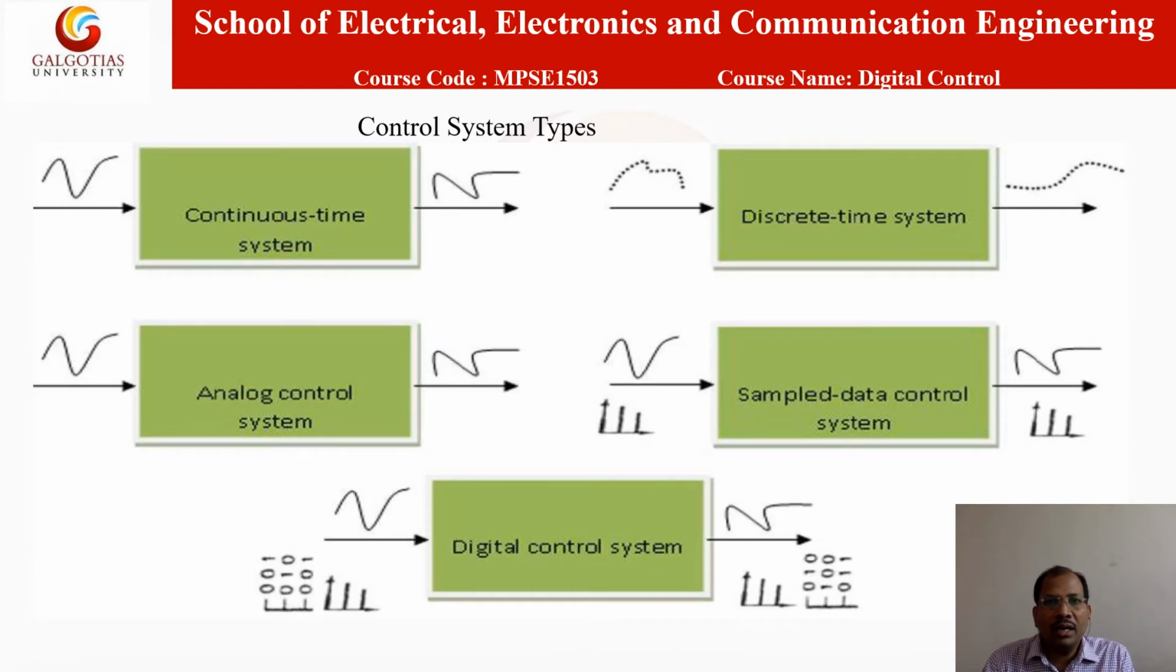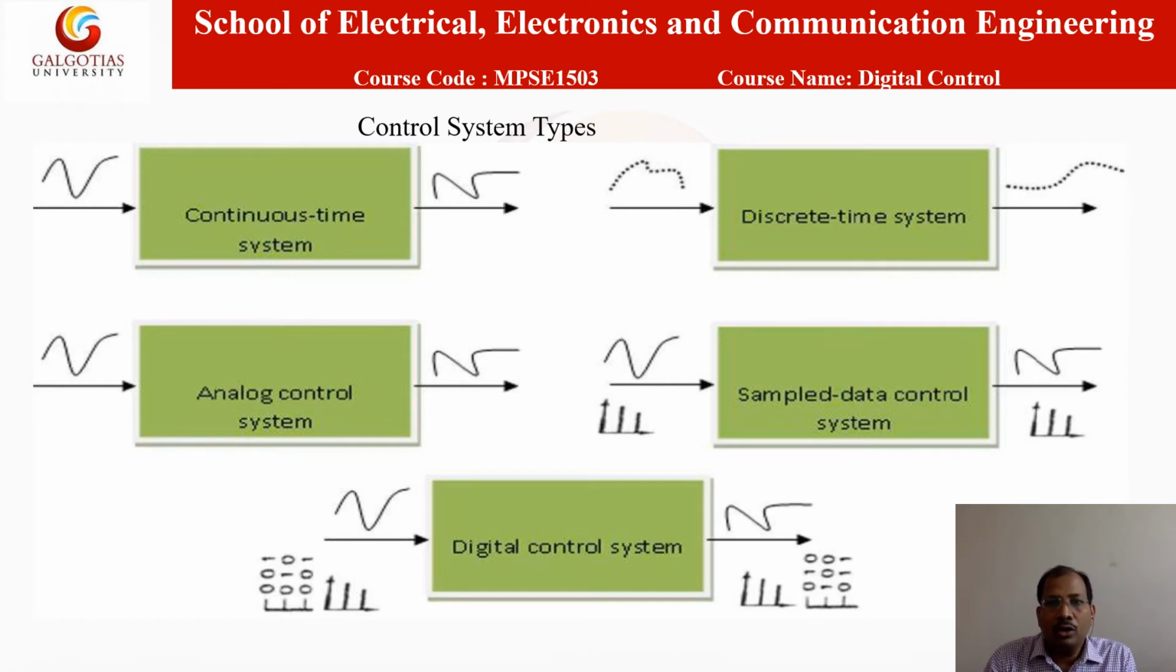So these are the different types of control systems. This is the control based on the input and output signal. We can define whether the system is continuous, discrete, or sampled data control system, analog control system or digital control system. You can see this input and output are both in the continuous domain, so we can say it is the continuous time domain.